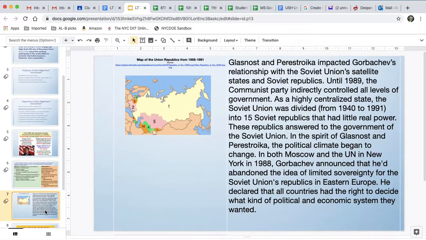Let's go to the next slide. So Glasnost and Perestroika impacted Gorbachev's relationship with the Soviet Union and satellite states. Communist Party indirectly controlled all levels of government.